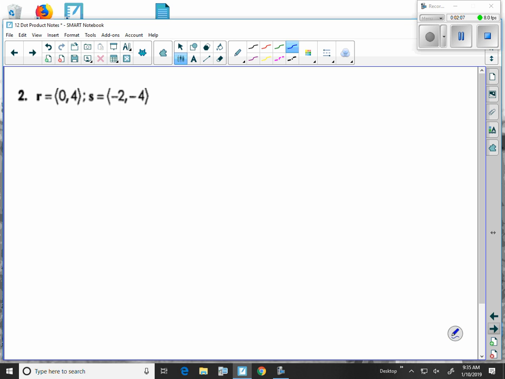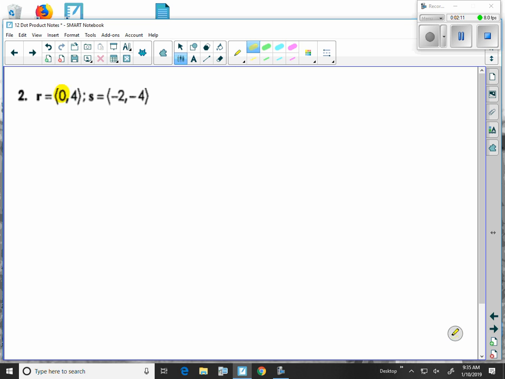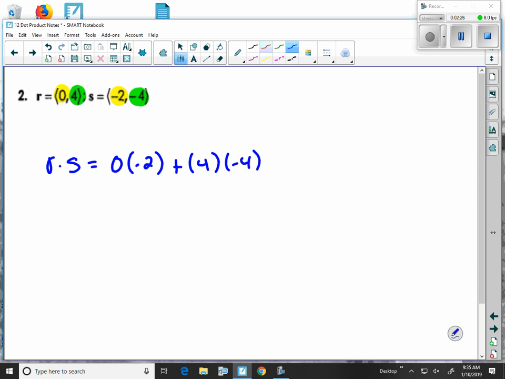Okay, number 2, same exact process. So we're going to take the first numbers, multiply them, add them to the second numbers multiplied. Again, more than welcome to use your calculator. 0 minus 16. I'm getting -16. You get -16? Yeah. Try 3 and 4 on your own.